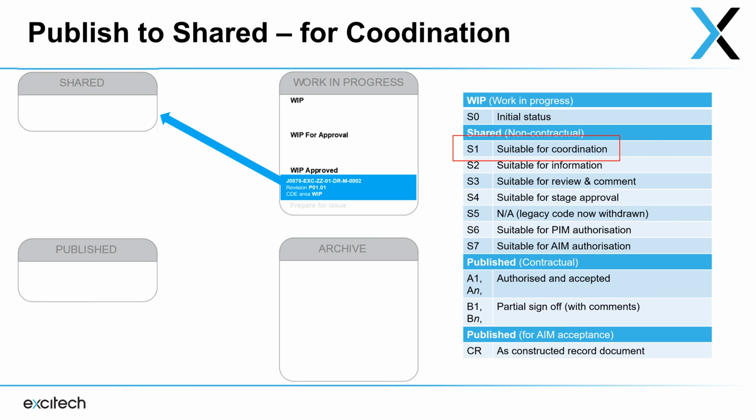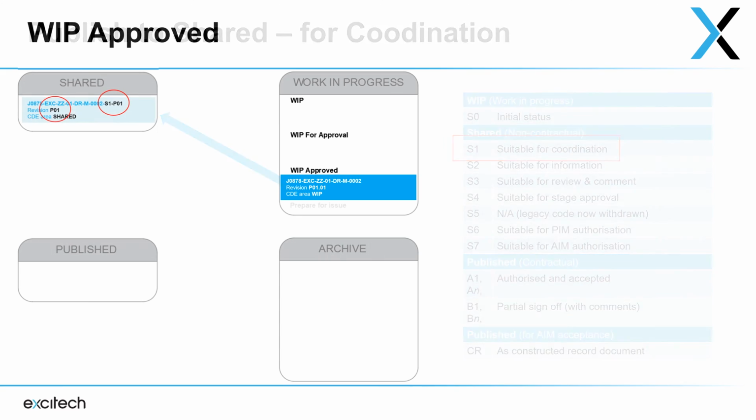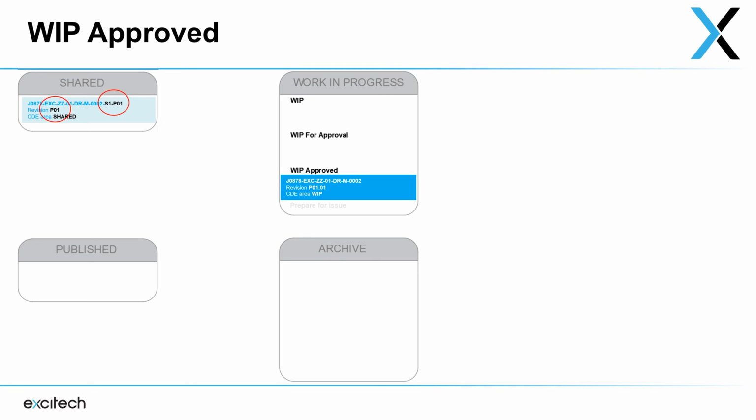So a copy of the drawing needs to be created in the shared area. The file name needs to be changed to include the suitability code and the revision. So you will see that in the shared location, the name is longer and includes S1P01. You will also need to edit the title block on the drawing to both include the suitability code and to truncate the revision from P01.01 in this example to just P01.